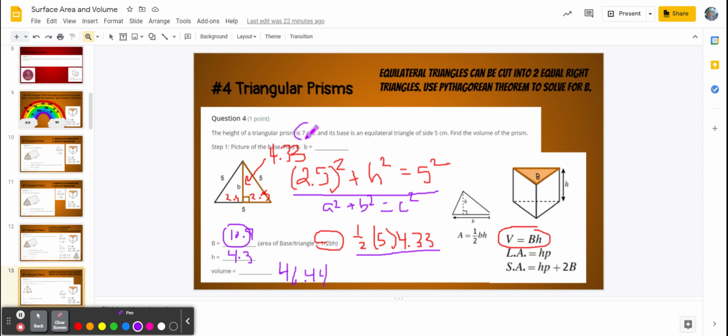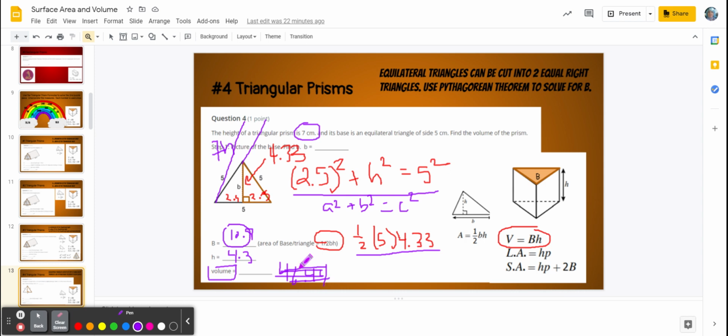Oh, the height of the shape though is 7. This is not the volume. So you don't use this height, you use this height. So for the volume, you have to use the 7 as the height. So 10.8 times 7.